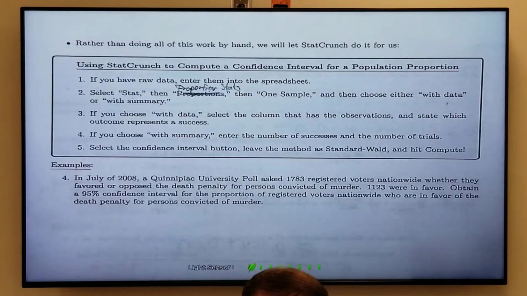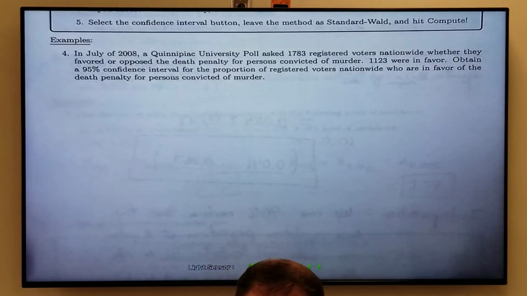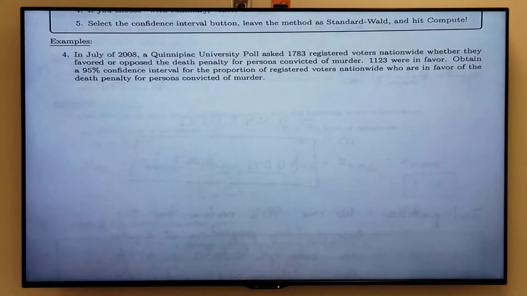Let's look at an example. This one says, in July of 2008, a Quinnipiac University poll asked 1,783 registered voters nationwide whether they favored or opposed the death penalty for persons convicted of murder. 1,123 were in favor. Obtain a 95% confidence interval for the proportion of registered voters nationwide who are in favor of the death penalty for persons convicted of murder.